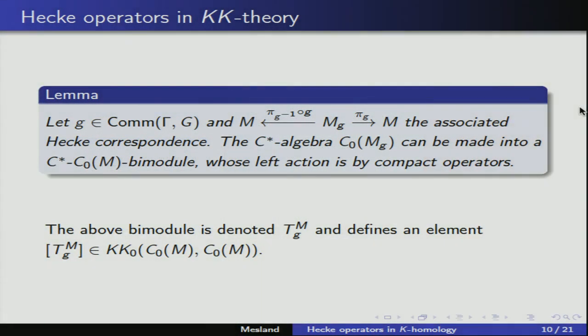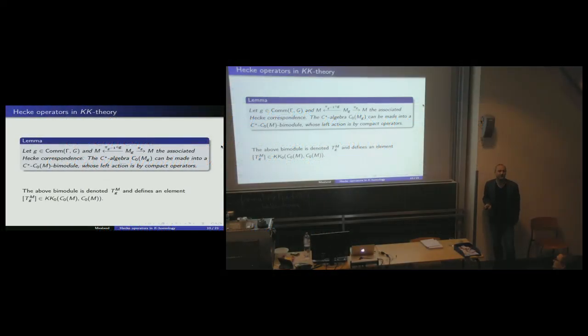And this gives you geometrically defined operators. And these we denote by T_G with an M upstairs. And this gives you this K-theory element, this KK theory element. So we have Hecke operators for any kind of cross product by gamma. And also, if the action happens to be good, you can define them on the quotient as well.